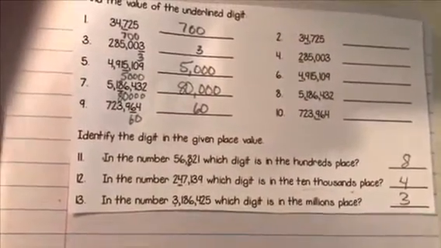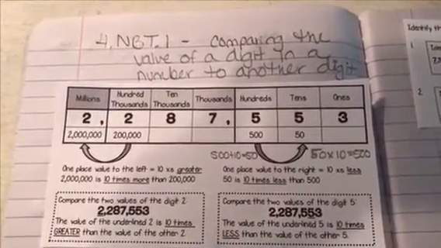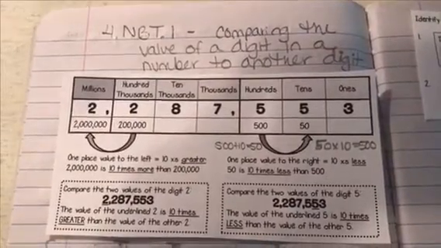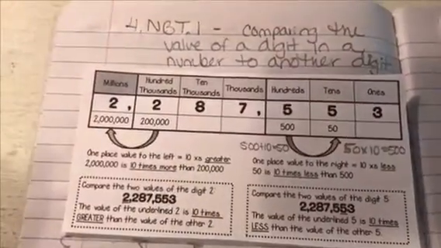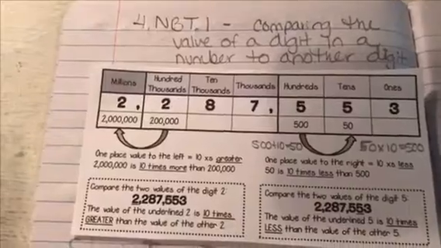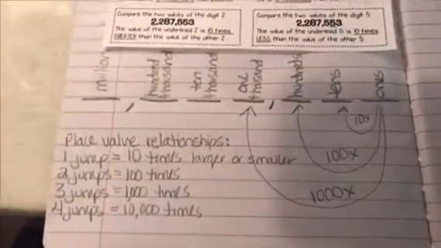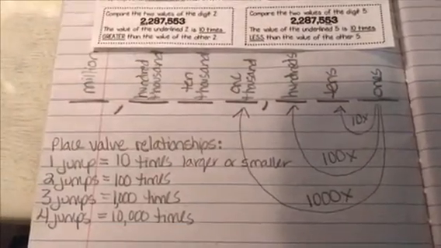All right. We're going to move on to the next part of 4.NBT.1, and that is comparing the value of a digit in a number to another digit. Sometimes it's going to be in the same number like this, and sometimes we're going to be comparing two different larger numbers. To get started, I like to show this chart first because to me it's a little easier to understand. Don't get stressed out if you don't get this right away.